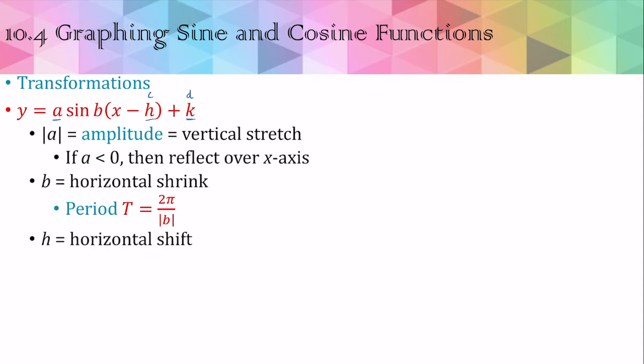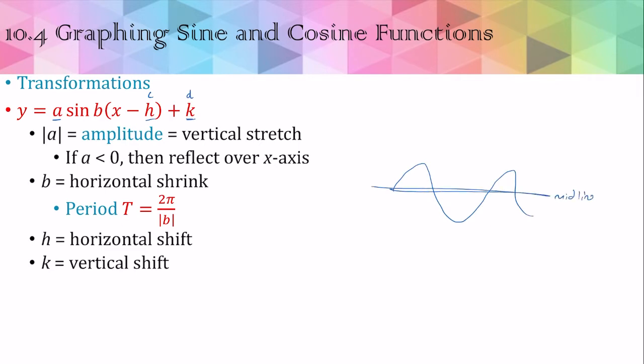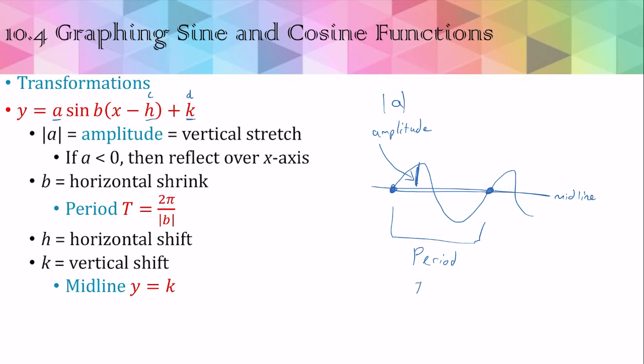H is a horizontal shift, and K is a vertical shift. The midline, which is the middle line, is y equals k. Remember, the period is till it repeats, so that is the period, and that is the amplitude. Amplitude was A, period is 2 pi over B, and the midline is y equals k.